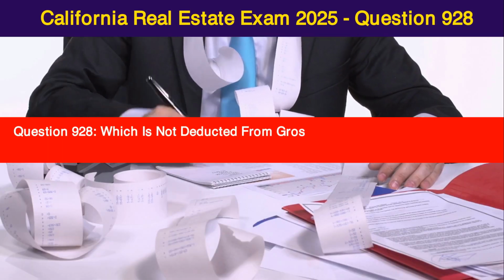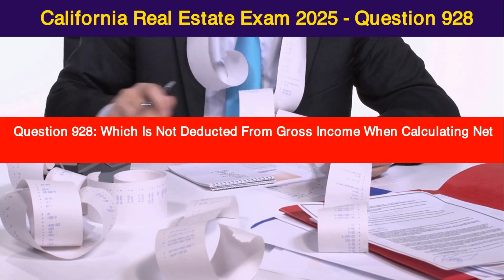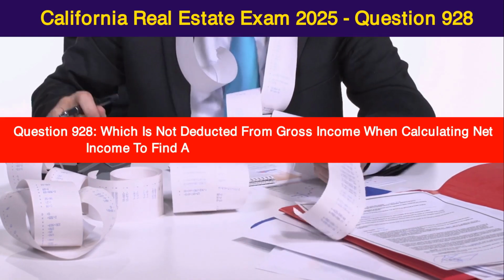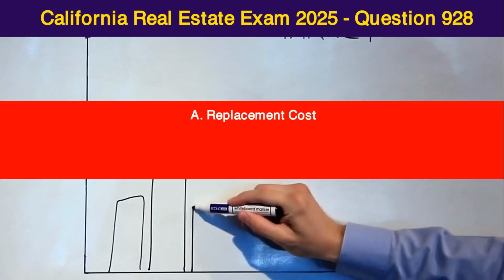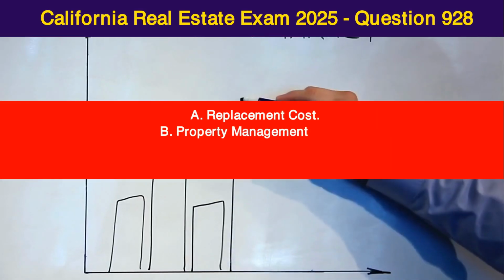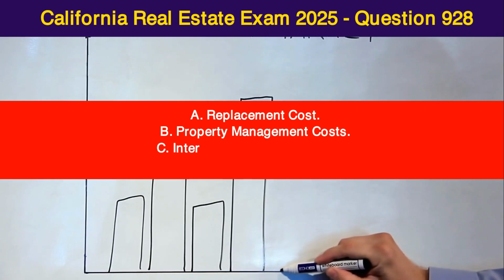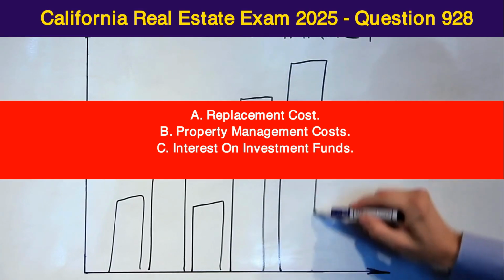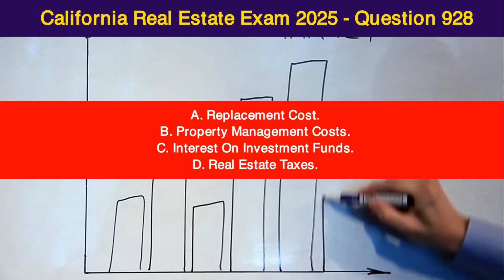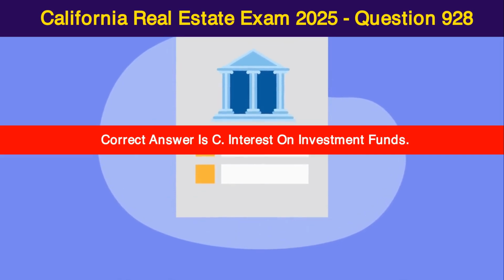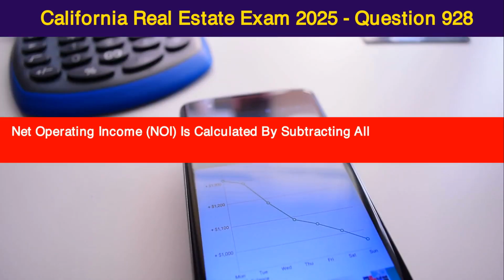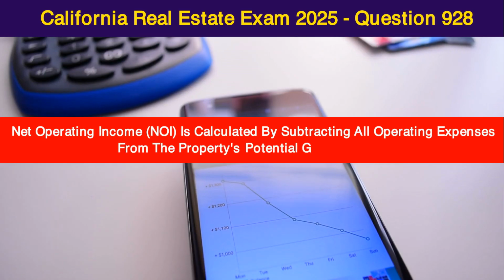Question 928. Which is not deducted from gross income when calculating net income to find a property's correct capitalization rate? A. Replacement cost. B. Property management costs. C. Interest on investment funds. D. Real estate taxes. Correct answer is C. Interest on investment funds.